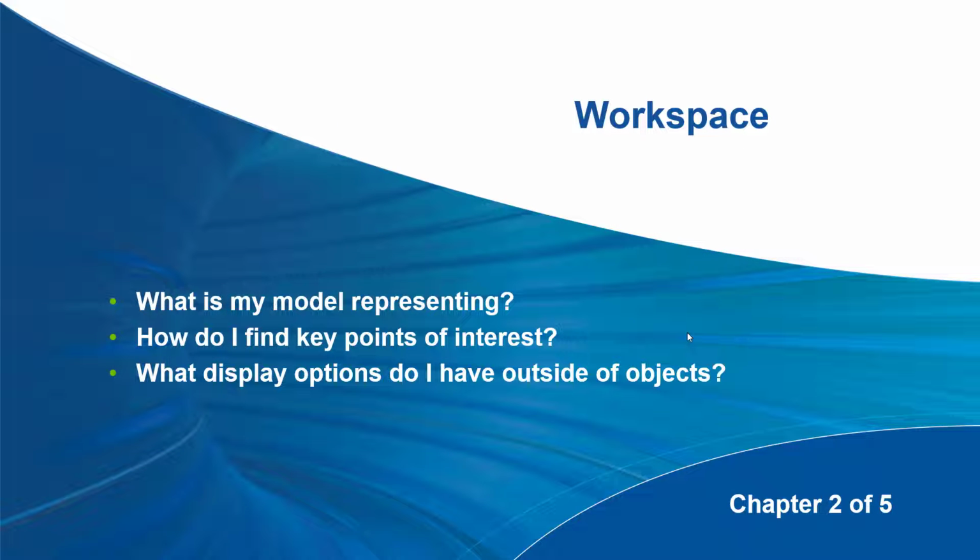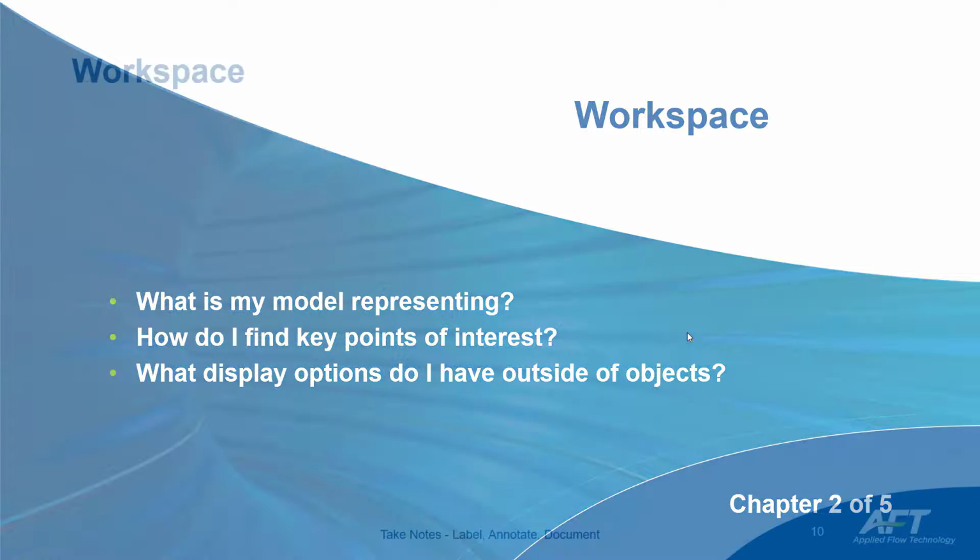So some questions we might want to answer is, what is my model representing? So again, how can I visually show a cooling water system, for example? How do I find key points of interest? So if I'm going to constantly come back to the same pumps, how do I locate them very quickly? And then what display options do I have outside of objects? So we saw how we can change object iconography. We'll also change object size and color a little bit later, but for more general information, what does that look like for annotations, for example? So this will be chapter 2.